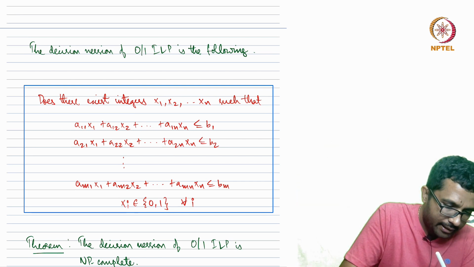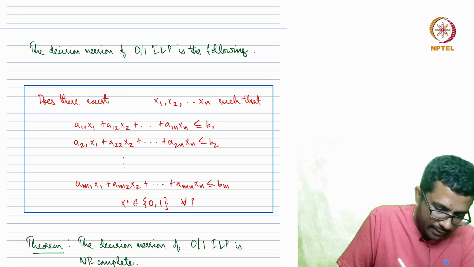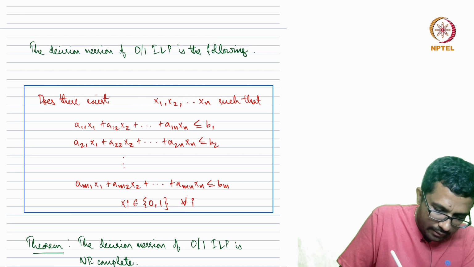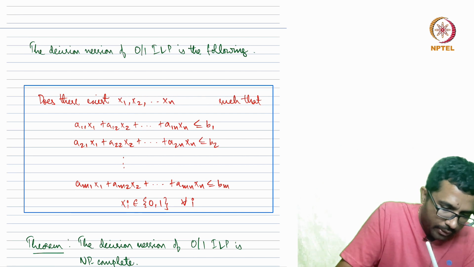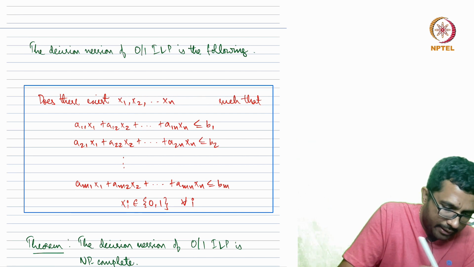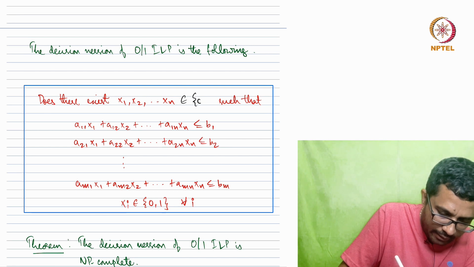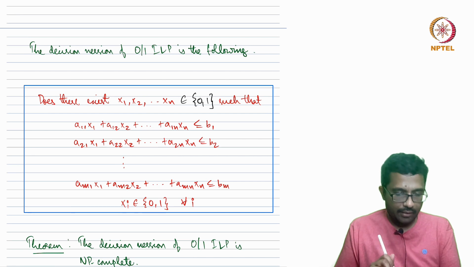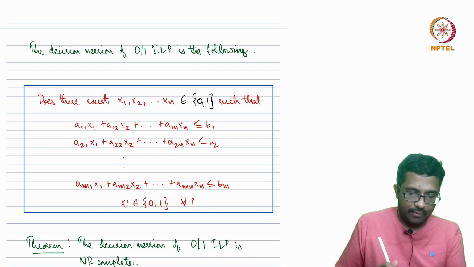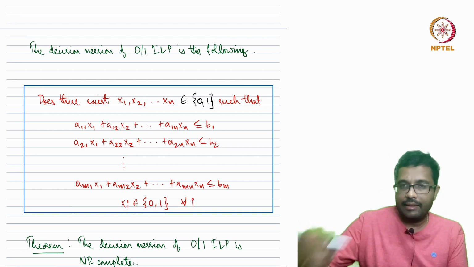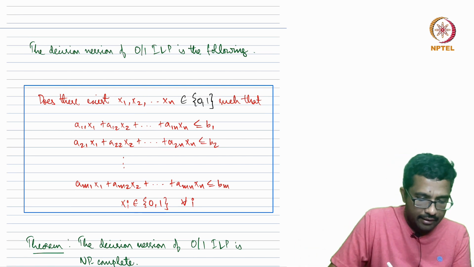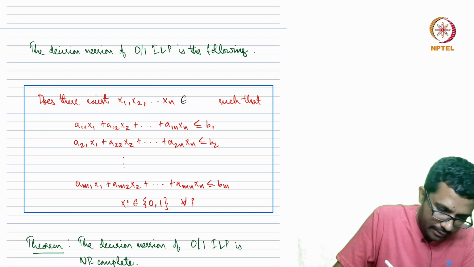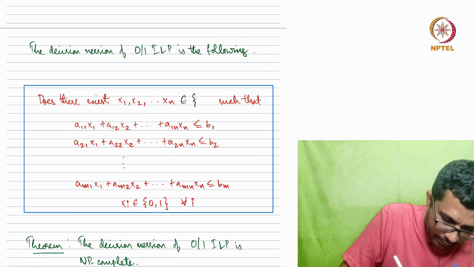So maybe I'll just change things slightly. Does there exist x1 to xn such that this is true? So maybe I can just explicitly write x1 to xn in 0-1 such that these conditions are satisfied, right? So this is the 0-1 ILP, right? If instead of 0-1 we make the range integers, then it becomes the general ILP, right? So maybe I'll just, it doesn't look very nicely written.